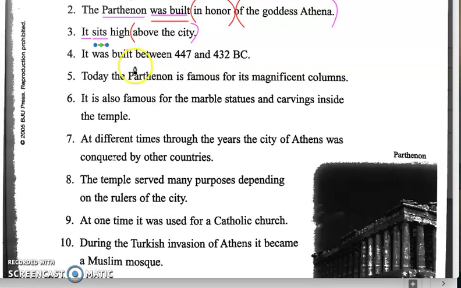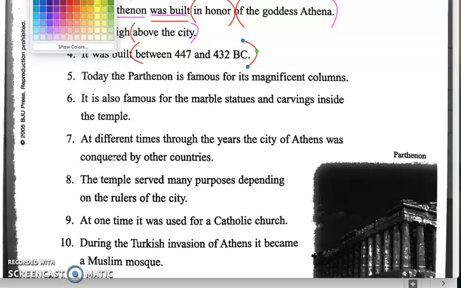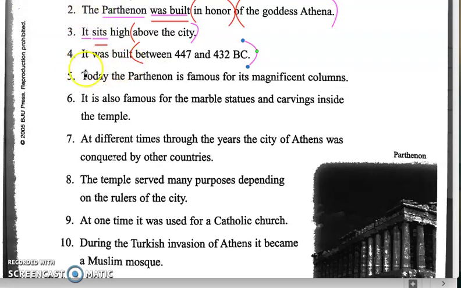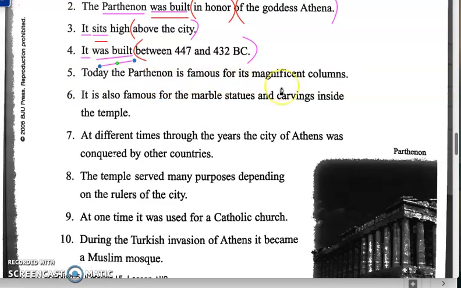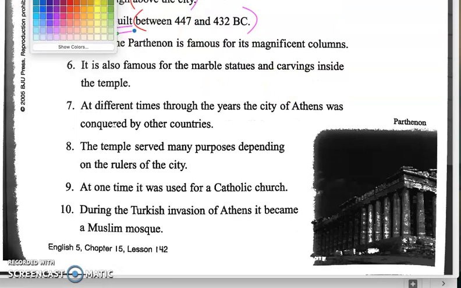Our preposition, between what? Between 447 and 432 BC. So our sentence is, it was built. Subject, it. Verb is was built. Thanks for hanging on with me. Number 5, today the Parthenon is famous for its magnificent columns.